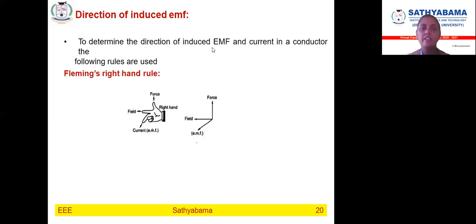Then the thumb gives the force exerted by the conductor. Very good. We will just go through this once again. It has been given here in the diagram. The forefinger represents the magnetic field, the middle finger represents the current, and the thumb represents the force on the conductor.